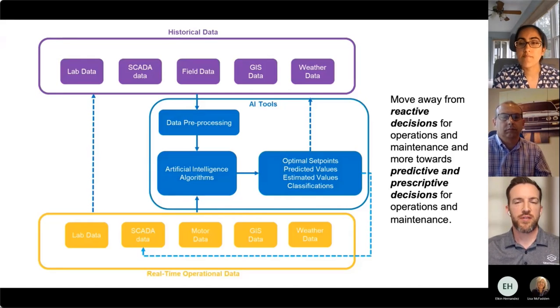Where we have a clog in the pipeline, okay, let's go deploy resources. Where we're seeing our plant is slowly reaching the limits of our discharge standards, okay, let's assess what's going on. So, rather than this reactive approach to operations, really being more proactive and using the analytics to get us there is where I think AI and ML really have a role to play.